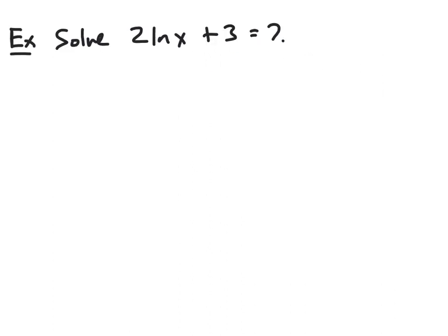For one last example, where the answer might involve the number e, let's consider the equation 2 natural log x plus 3 equaling 7. Our goal should still be to get the logarithm isolated on one side and a constant on the other, but in order to do this, we need to do a little bit of algebra. We need to subtract 3 from both sides, which will yield 2 natural log x equals 4. And then we do need to divide both sides by 2. And we're left with natural log of x equals 4 divided by 2, or 2.